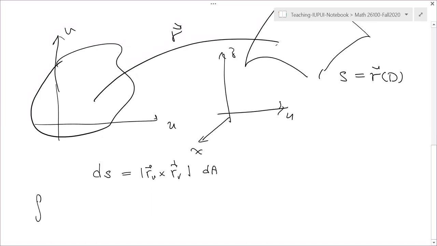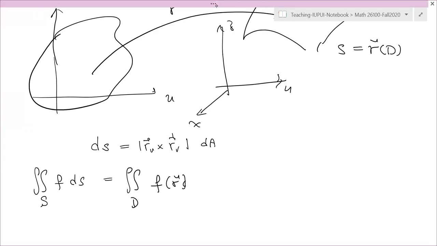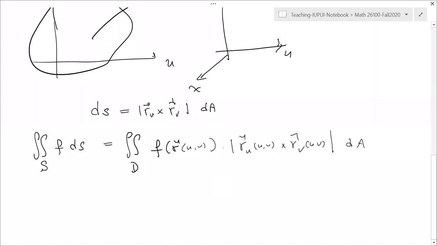Now the double integral over the surface of f dS can be changed to a double integral over the domain in the UV plane. Since S is an image of D, everything should be changed to D. And r is a function of u and v. It's better to put all the details here, so u and v. Then dA is du dv. That's it.